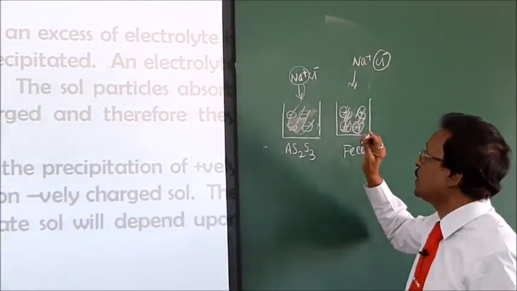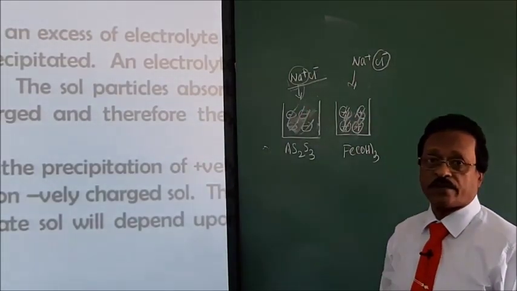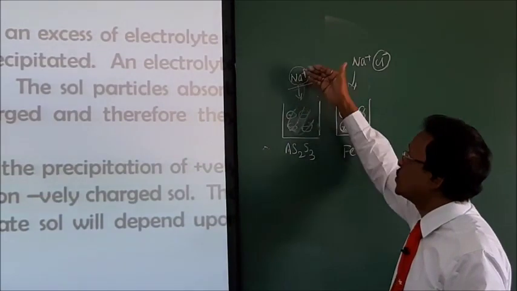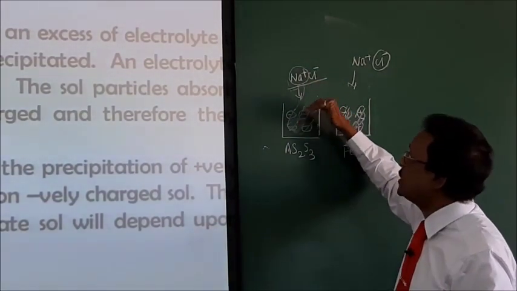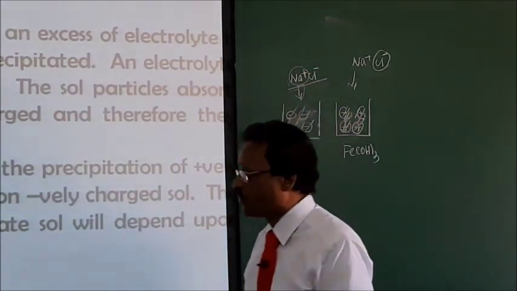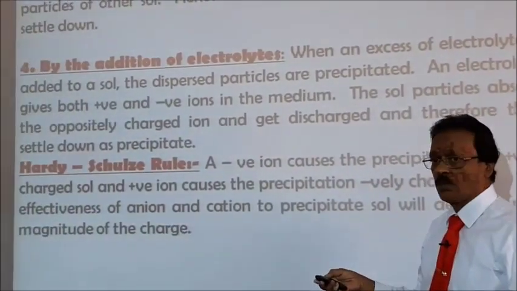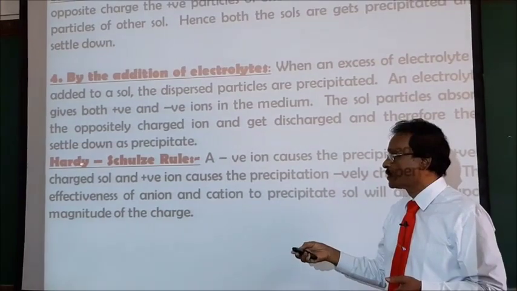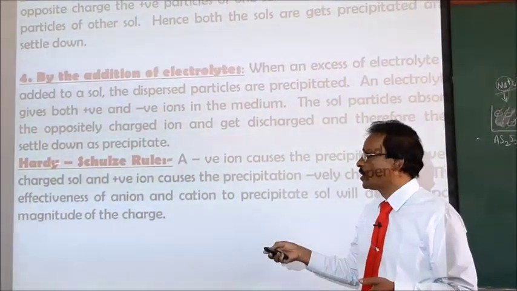What is the capacity of this electrolyte to bring about coagulation? Oppositely charged ions bring about the coagulation of the particle. The power of these electrolytes to bring about coagulation is expressed in terms of what is called the Hardy-Schulze rule. This Hardy-Schulze rule is important for your board examination and also for competitive examinations. I will explain this rule.